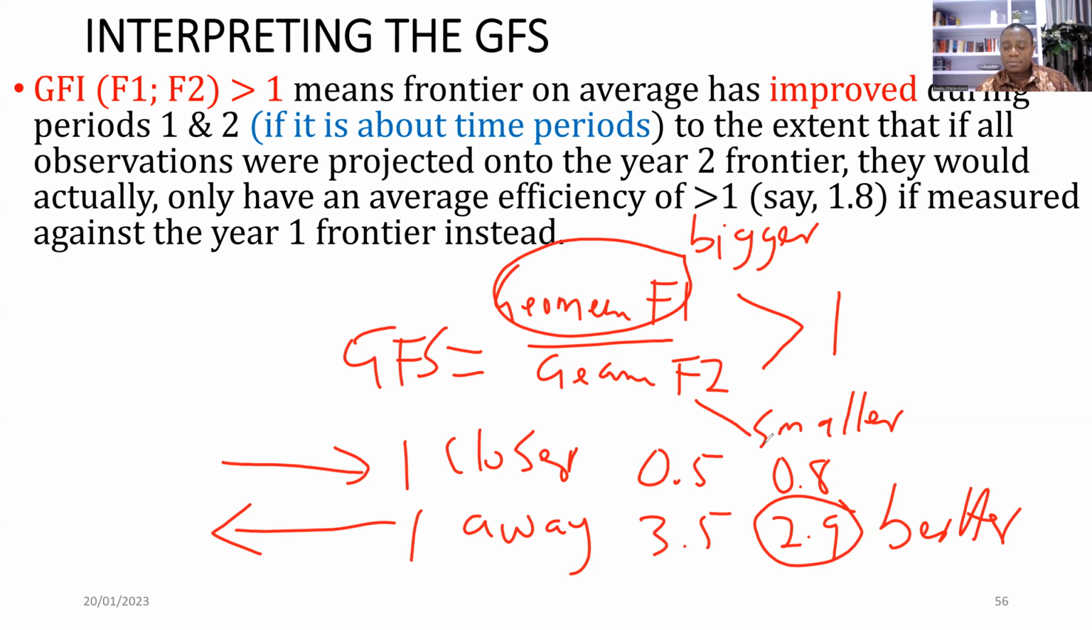So if there is no change between the frontiers, give me an example. Okay. If we calculate the geomean for frontier 1 and we get 2, and we calculate the geomean for frontier 2 and we get 2, if you divide both, you are going to get a frontier shift of 1. Which means there was no change between the first frontier and the second frontier.